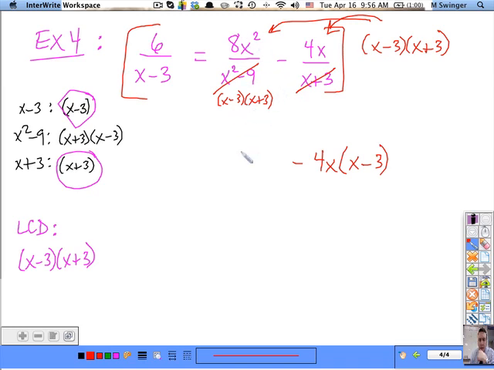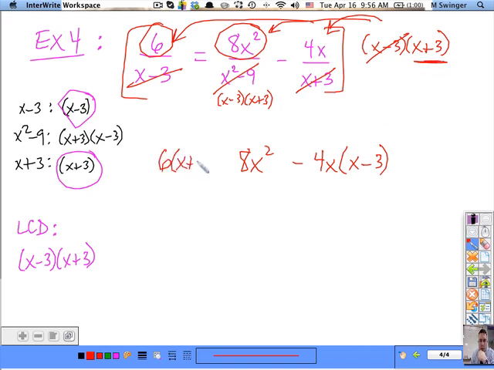You're only left with 8x squared up on top. And lastly, this times this guy. So x minus 3 cancels with x minus 3, and you're left with 6 and x plus 3. So 6 times x plus 3. There was an equal sign up here, so equals here. There you go. Now it's a normal equation. You solve and you're done, kind of.